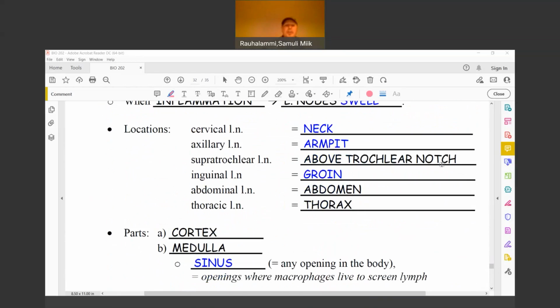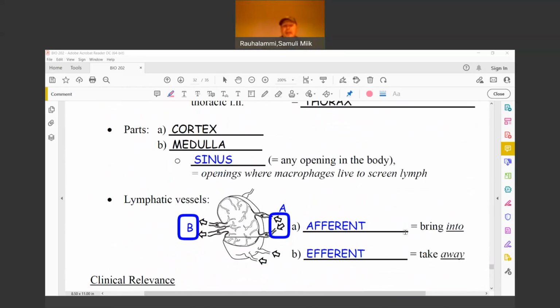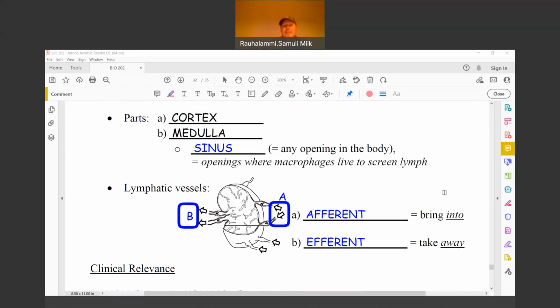A couple of locations where we might find lymph nodes: cervical, at the neck, axillary, armpit, supratrochlear, above the trochlear notch, inguinal, the groin region, abdominal, and thoracic. I did highlight in the class the parts of a lymph node: cortex, the outer, medulla, the inner, within medulla, sinuses, those openings, empty spaces. In terms of lymphatic vessels coming to the lymph nodes, remember we had afferent ones bringing lymph into and efferent ones taking lymph away from the lymph node.